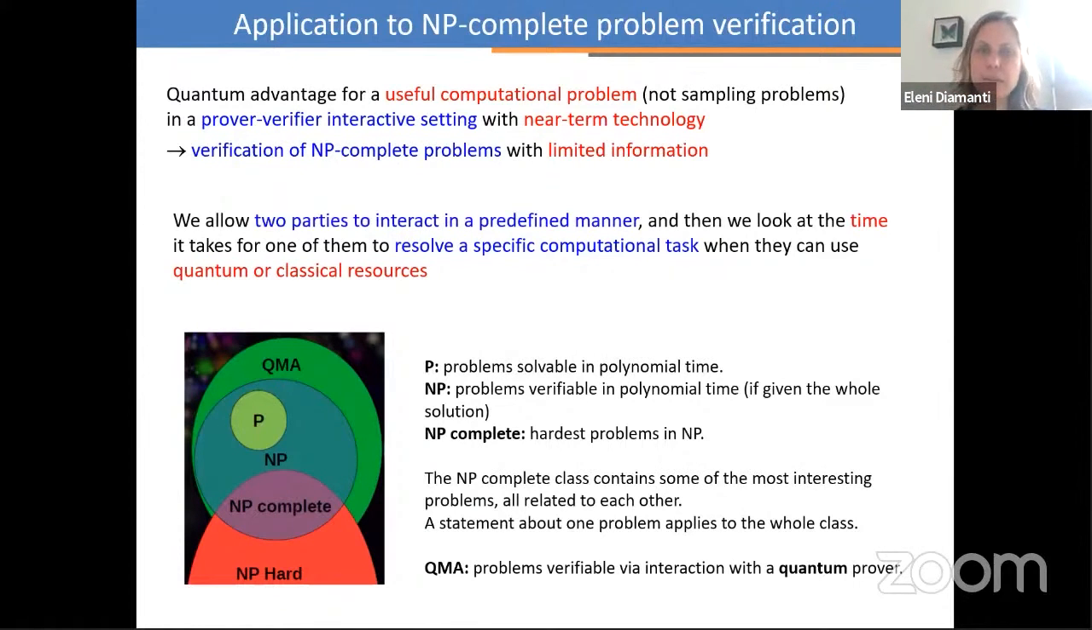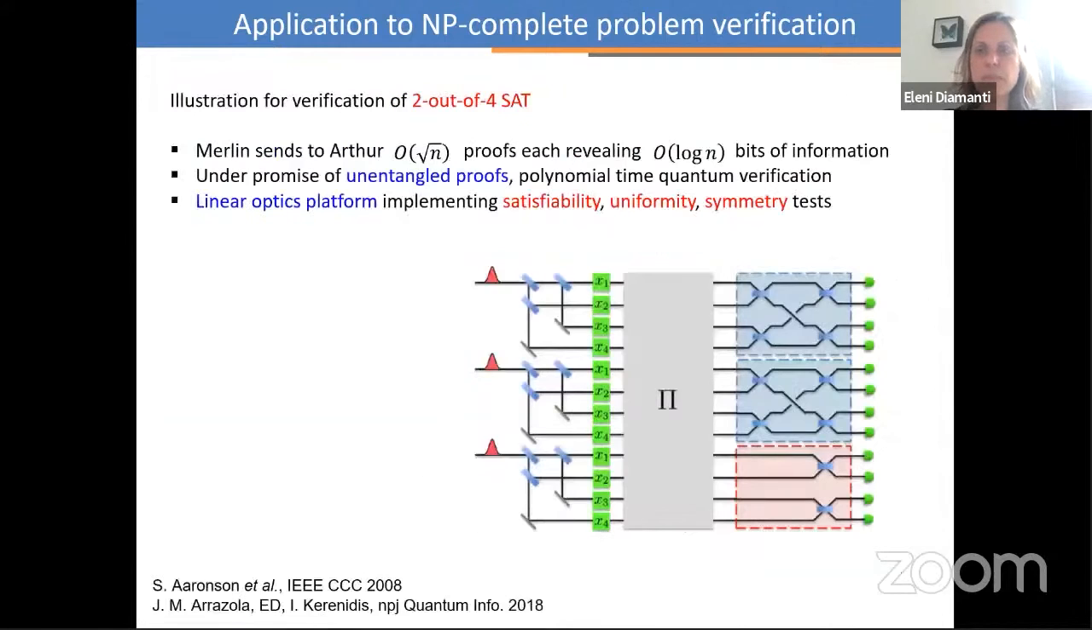And then a specific category of quantum protocols are the so-called quantum Merlin-Arthur protocols, QMA, where the problems are verified via interaction with a quantum proof. This is exactly our setting, and this is exactly what we're going to do. So we're in this class of QMA problems.